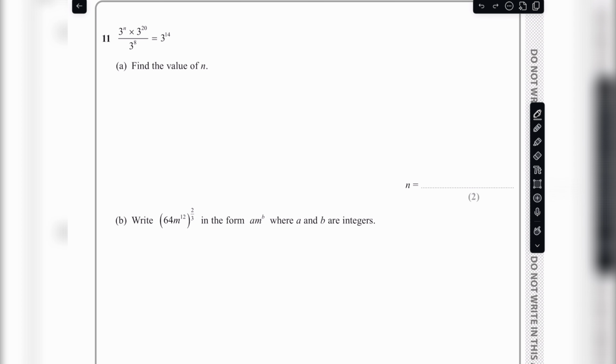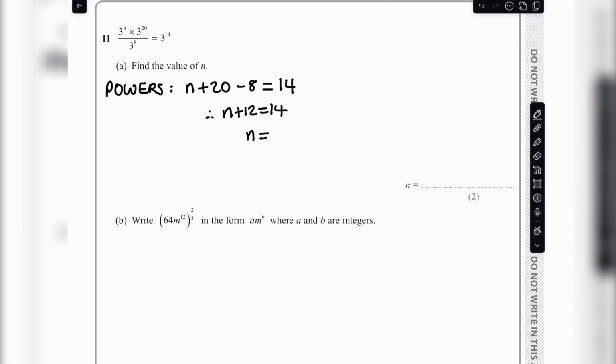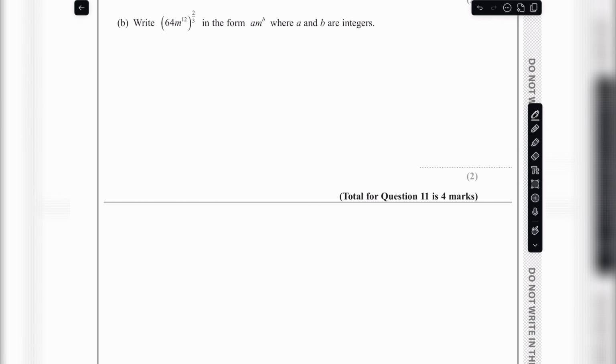In the first part of question 11, we are told to find the value of n. So if we focus on the powers, and using the law of indices, whenever you multiply two indices with the same base, you need to add their powers. So in this case, our numerator can be written as n plus 20. And given as we are dividing by 3 to the power of 8, we need to subtract 8. And that equals 14, which is the power on the right side of this equation. Therefore, n plus 12 equals 14. And so to obtain the final value for n, we need to subtract 12 from both sides. So n equals 2.